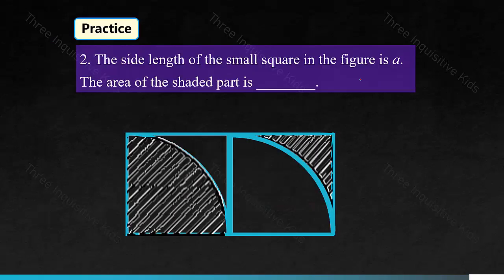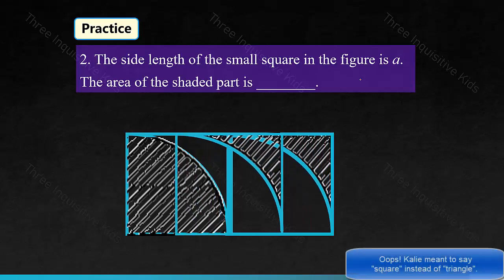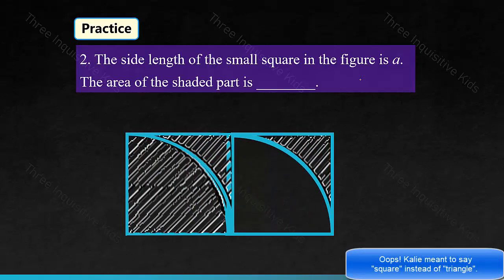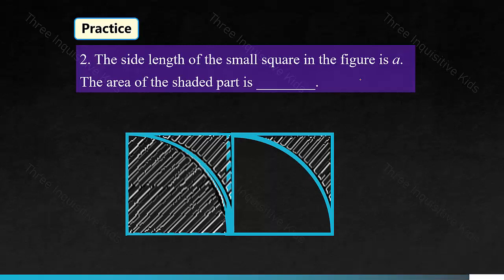The side length of the small square in the figure is A. How would you represent the area of the entire shaded part? Again, you can use translation to help you here. We're going to move the triangle on the right to cover the triangle on the left. That leaves us with a full piece of shaded square. That's A squared.